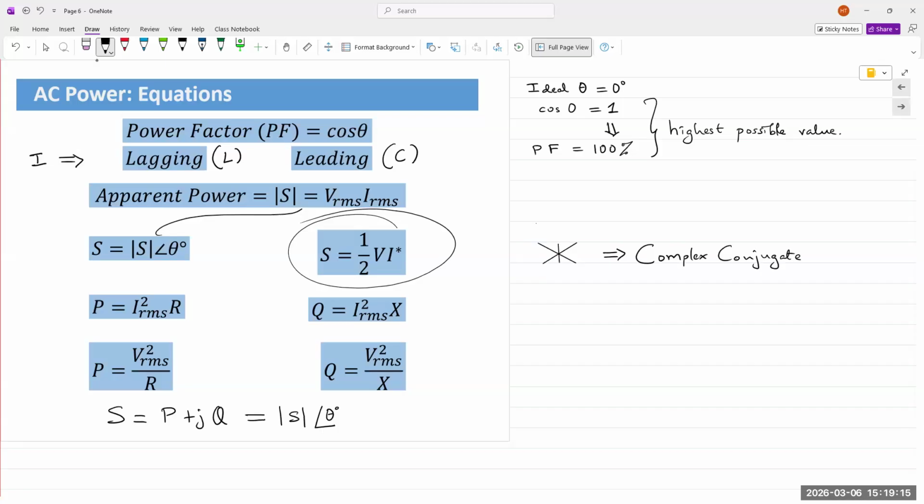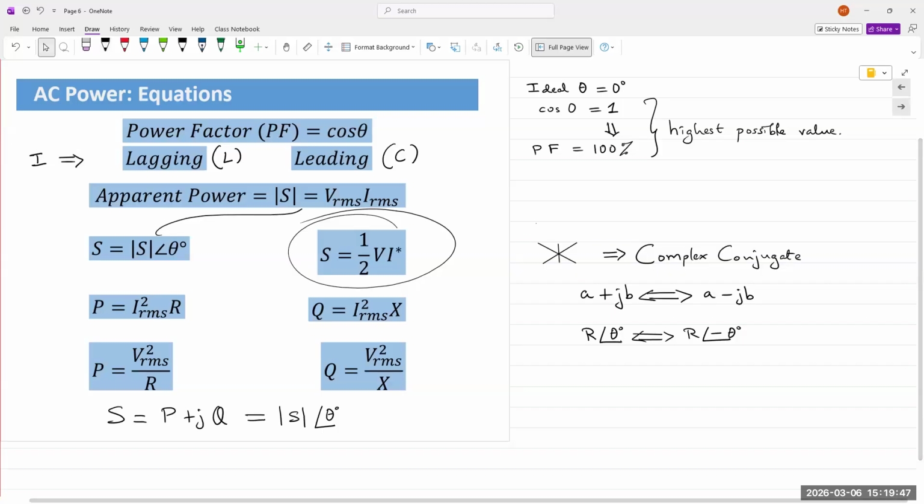Complex conjugate is the exact opposite pole in the complex plane. The real portion stays as it is. The imaginary portion is on the other side of the axis. A plus jB is equal to A minus jB. These are complex conjugates of each other. The polar form R with the angle of theta is R with the angle of minus theta.